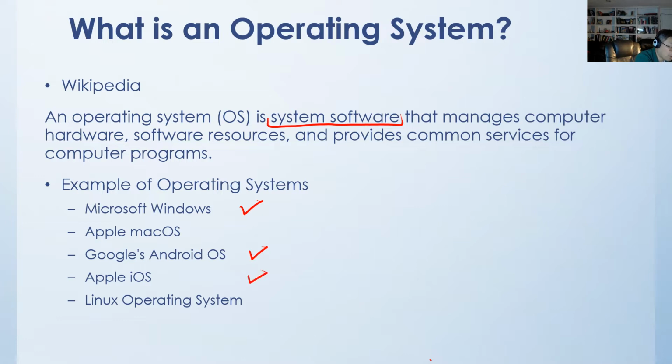Now, Apple iOS, we mentioned that earlier. And there's another operating system which is widely used in the computer server. That's a Linux operating system. Now, Linux operating system is an open source operating system, which is quite different from Microsoft Windows. We'll talk about this later. So what's the difference between Microsoft Windows, which is proprietary software operating system, and a Linux operating system, which is an open source operating system?